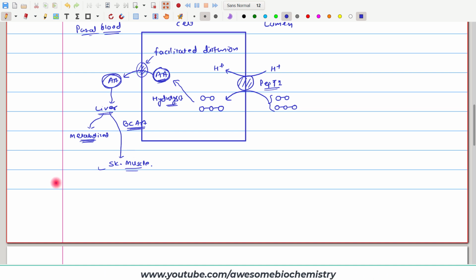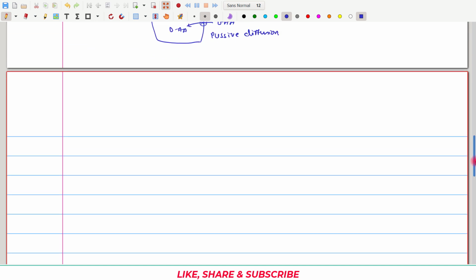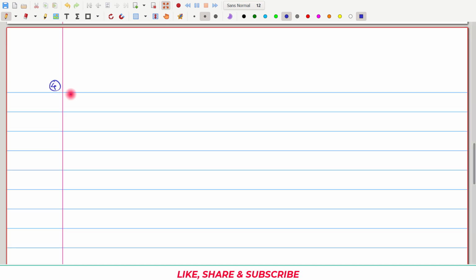The next mechanism that we are going to discuss is very simple. It is for the transport of D amino acids. Suppose in the diet, if you have mistakenly taken some D amino acid, then through this intestinal cell, D amino acids are directly transported by passive diffusion. Okay. So, D amino acid can directly cross this apical portion of the cell membrane from the intestinal lumen inside the cell, and there is no transporter required. It is simply passive or simple diffusion.